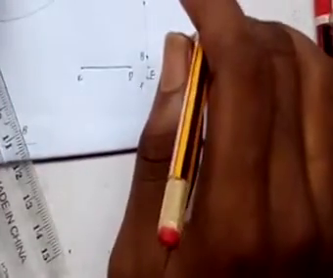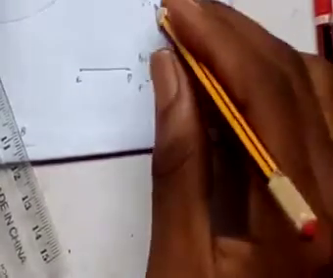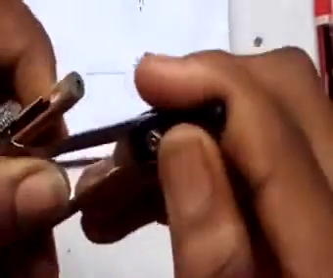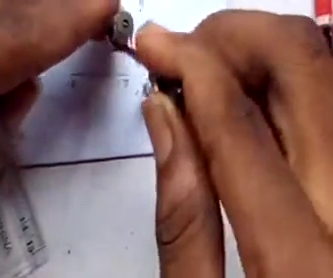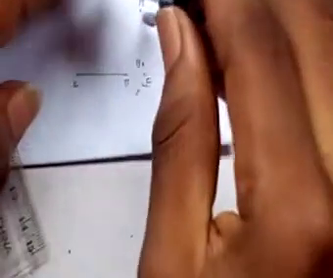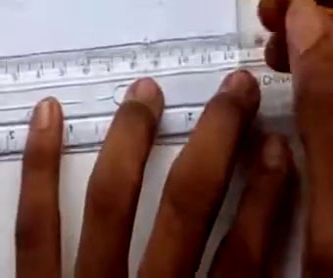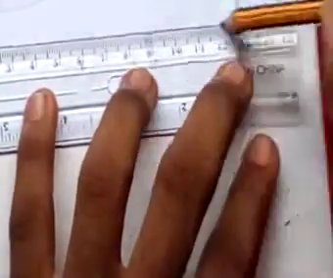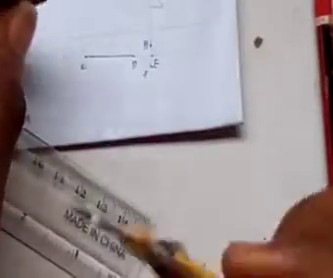The next step is to construct a semicircle on AF. So from A to F, construct a semicircle. All you need to do is first bisect AF. That's what I'm doing here. So I'm bisecting AF. Then I'll construct a semicircle on AF, which passes through A and F. So this is the semicircle here.